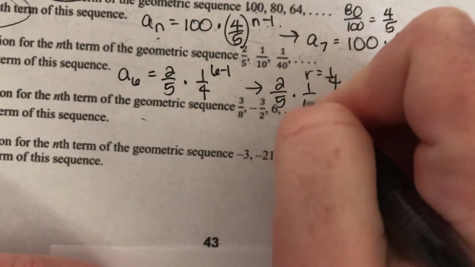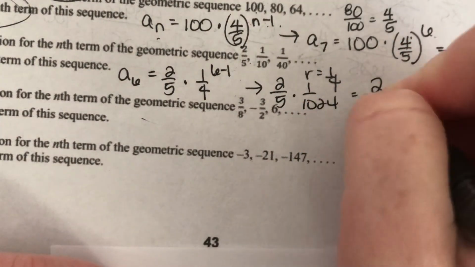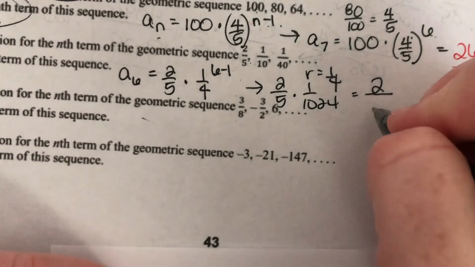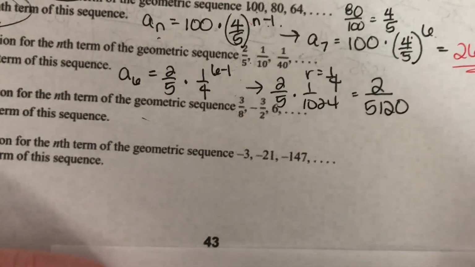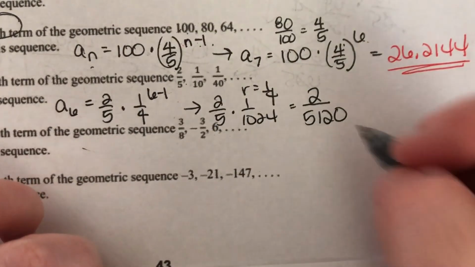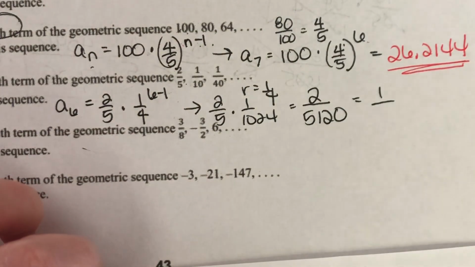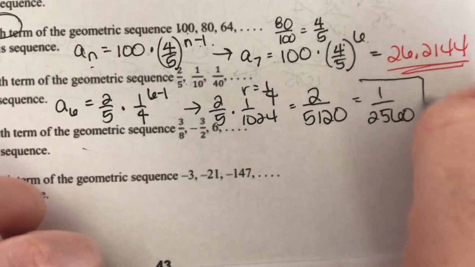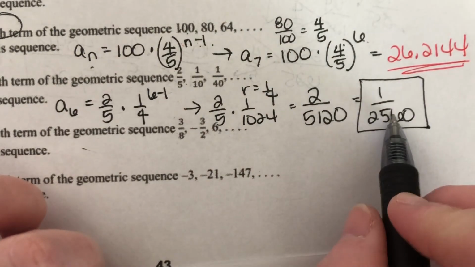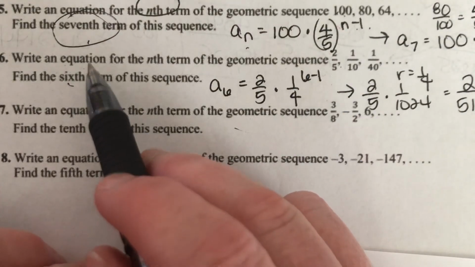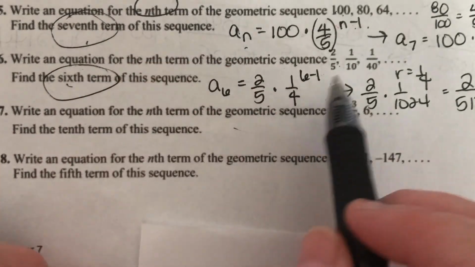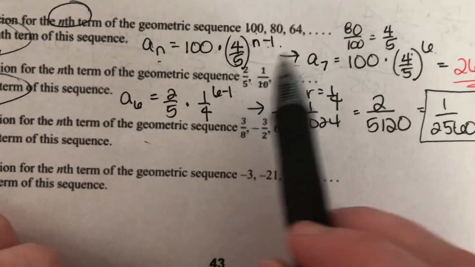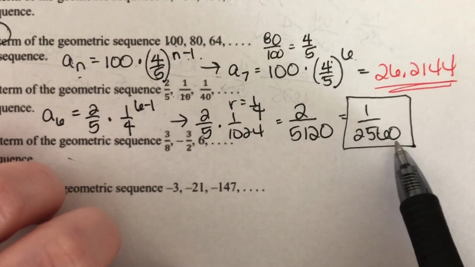2/5 times 1/1024 equals 2 over, what's 5 times 1024? 5120. And can I simplify that? Can I divide the top and the bottom by 2? Absolutely. 1 over 2560. So this would be the 6th term in my sequence of fractions here. If they're in fractions, I don't want to give my answer as a decimal. I want to keep it as a fraction.